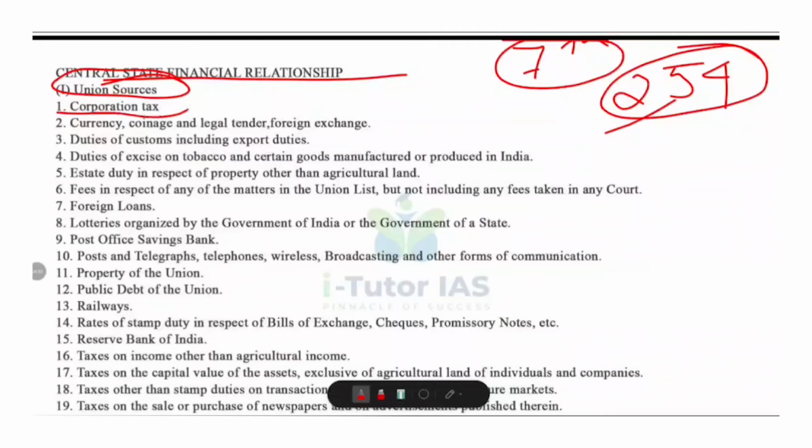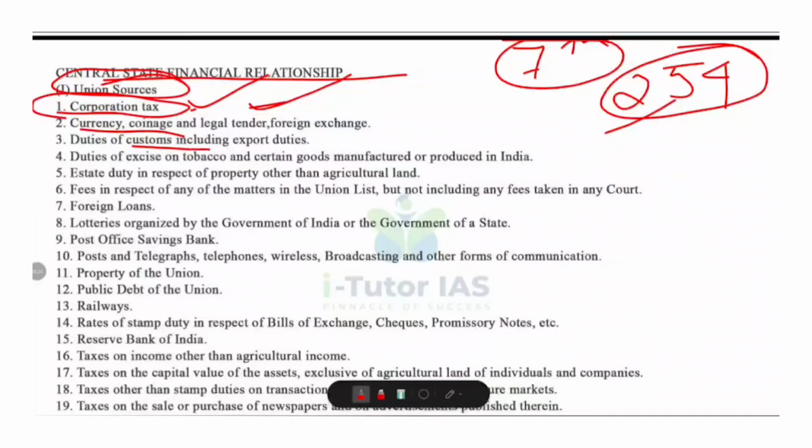First one, corporation tax, that is the tax on the income of companies registered in India. It is called corporation tax. It is a source of revenue for the central government. Then currency and coinage, that is printing of currency, minting of coins, legal tender and foreign exchange management are under the union sources. Then customs duties.